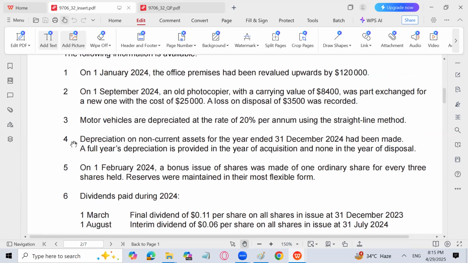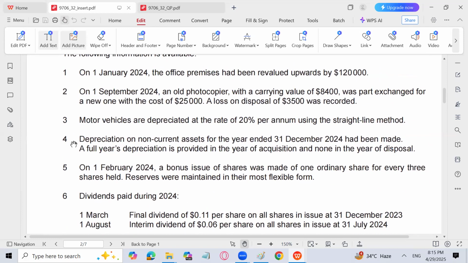Now, we have purchased a new photocopier to replace the old one with a carrying value of 8,400. I just want to write the entry for what we have purchased. So the machine we have purchased with an amount of how much? 25,000.